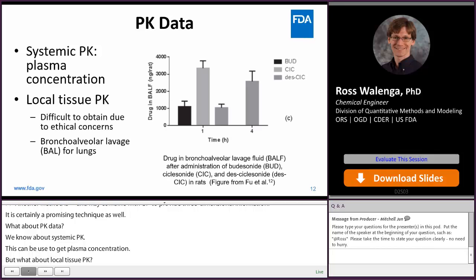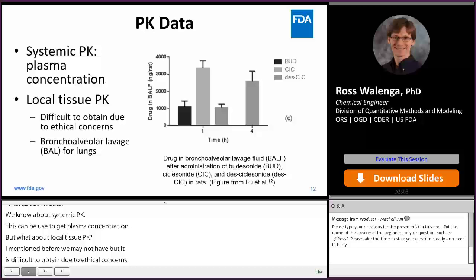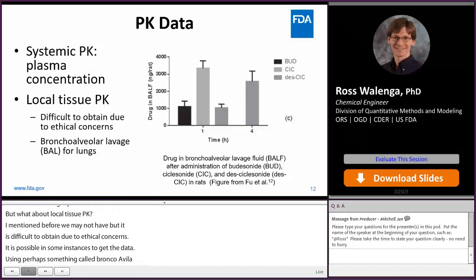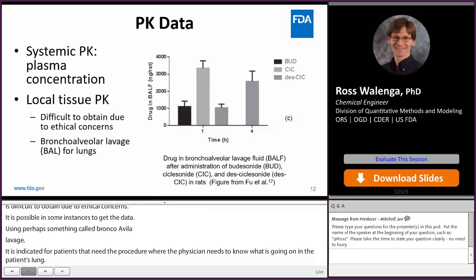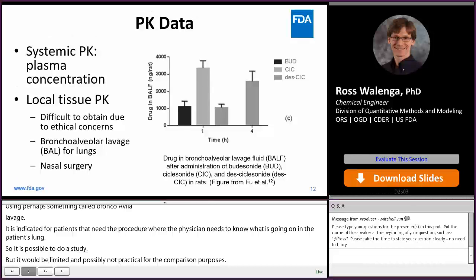It is possible in some instances to get these data using perhaps something called bronchoalveolar lavage, where you do a kind of washing of the lung. But typically this is only indicated for patients that actually need this procedure, where the physician needs to know more about what's going on in the patient's lung. So it is possible to do a study, but it would be certainly limited and probably not practical for BE comparison purposes. For nasal drug products, during nasal surgery, it's possible to obtain tissue concentration measurements as well.